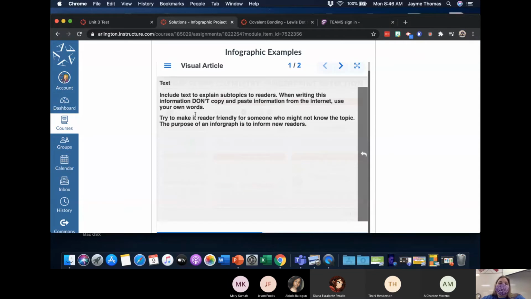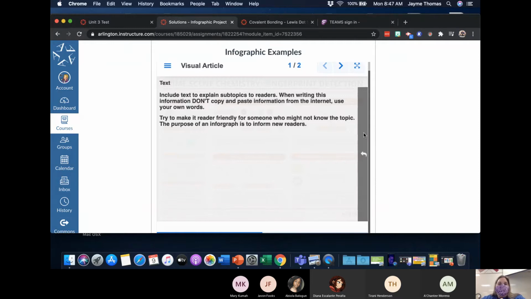Okay. And the thing here is this next to last sentence: you want to make it reader friendly. So pretend you're making this infographic for your parents or your English teacher or somebody who has no idea about solutions in chemistry. Don't think you're making it for me. Okay, I'm grading it, but I know about solutions. I don't need to read an infographic to learn about them. So think about making it for somebody who doesn't know about solutions and how they relate to chemistry and stoichiometry. And this last sentence, your purpose is to inform new readers. You're trying to inform people who don't know about this topic a little bit about what it's about.